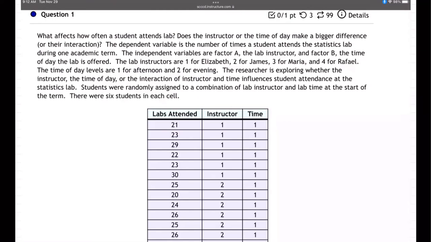And they're considering 2 variables. That's why this is called two-way ANOVA. You're considering 2 things that might affect whether students come to the lab or not: the instructor and the time of day, and the interaction between the 2. Do they come better for certain instructors than other ones? Do they come better in the daytime than the evening, or maybe vice versa? Or is it somehow the interaction, like certain instructors at night or certain instructors during the day?